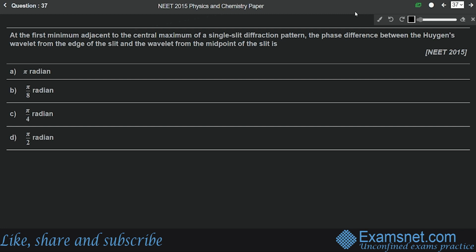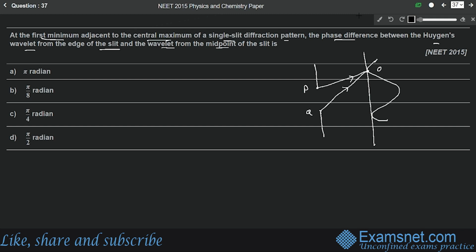Question number 37 is from the chapter Wave Optics, and the question is: at the first minimum adjacent to the central maximum of a single slit diffraction pattern, the phase difference between the Huygens wavelet from the edge of the slit and the wavelet from the midpoint of the slit is. So we have a single slit. Suppose this is the single slit, this is point P and this is point Q. Here we have a screen. This is the central maximum. Now, one wave will go from P, another from Q, and this point O where they meet is the first minimum adjacent to the central maximum.